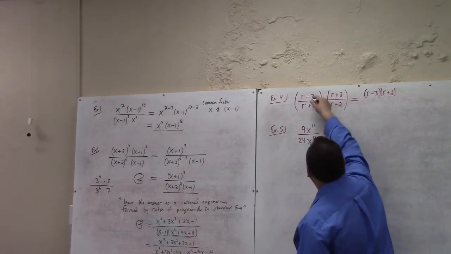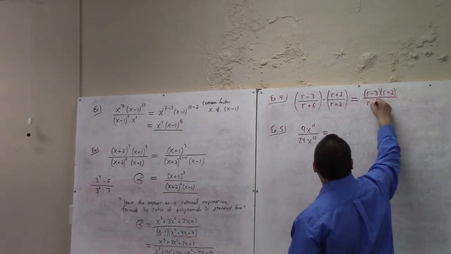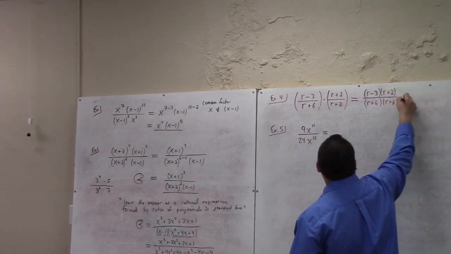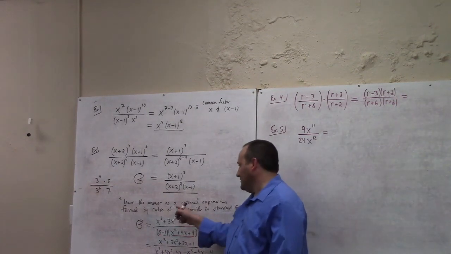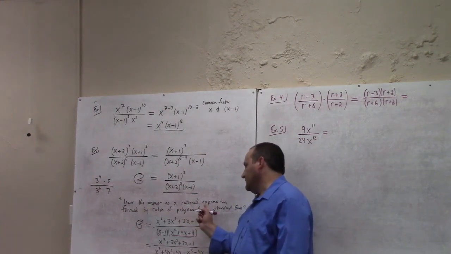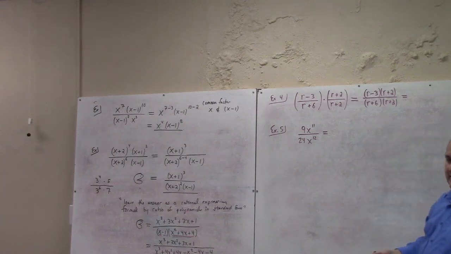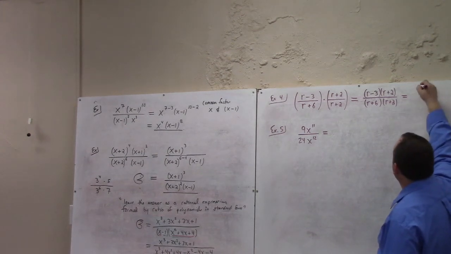But anyway, so here's what we do. We multiply the numerators and multiply the denominators. And let's hold ourselves subject to what I put into quotes here. Leave the answer as a rational expression formed by a ratio of polynomials in standard form. If I say that, we're not done yet, right? What do we need to do? Multiply it out, right? What do you get?